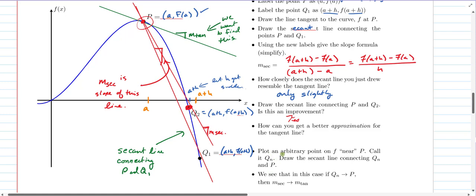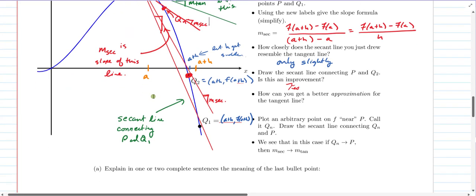Okay. So what I ask you to do next is to plot an arbitrary point on f near point Q2. So let's go ahead and do so. I'll put it right here, and we'll label it Qn. And notice that this will be an even better approximation. At this point, this red line is really starting to resemble that green line there.